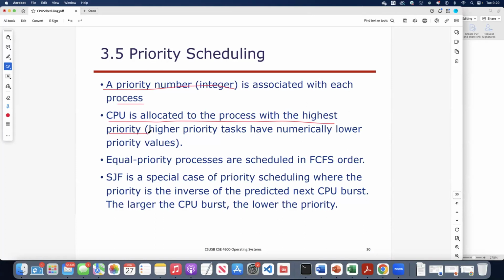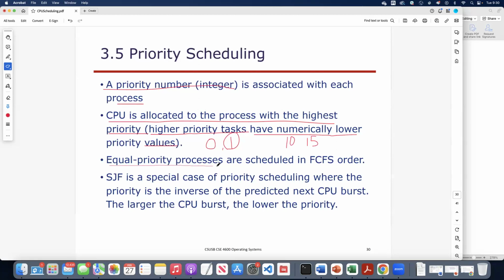Here, the low priority value represents high priority. That means higher priority tasks have numerically lower priority values. For example, the priority values 0 and 1 mean a higher priority. If a process has a priority value of 1, this process has very high priority. If a process has a priority value of 10 or 15, this process has a lower priority.